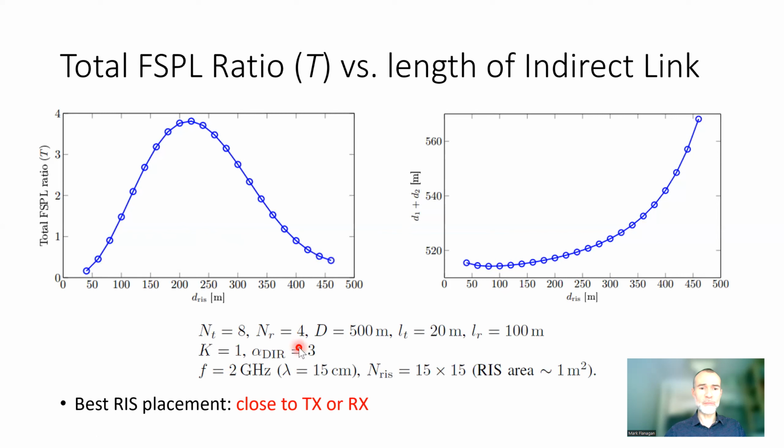Okay, by the way, this experiment is done for the case of a 2 gigahertz operation, where we're assuming half wavelength spacing between the ORS elements. This is to reduce the channel correlation. And what happens is, for a 225 ORS square formation of ORS elements, which corresponds to about 1 meter squared, this is the behavior we're seeing. So the upshot is the best ORS placement is, as has been found in other works, to place the ORS close to the transmitter or close to the receiver.